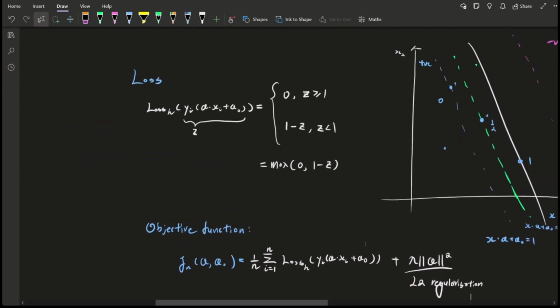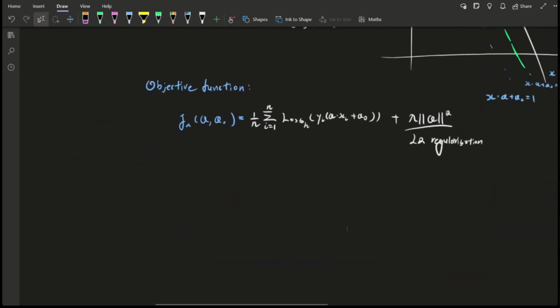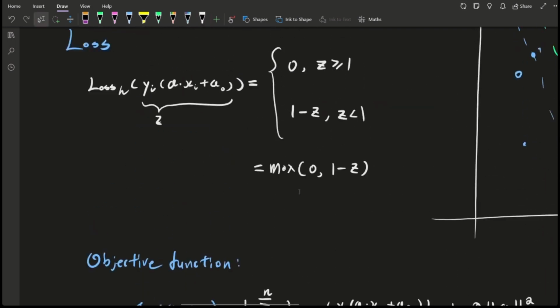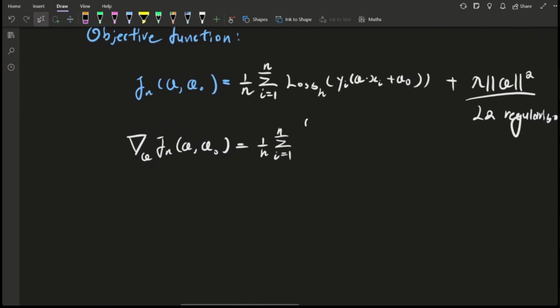And just for fun, because this loss function is kind of unique, we can try to find the gradient of the objective function, with respect to theta. Because this loss function is conditional, you have to differentiate it for the conditions that it has. So for the first case, it's just 0. And for the second case, it becomes something like this.